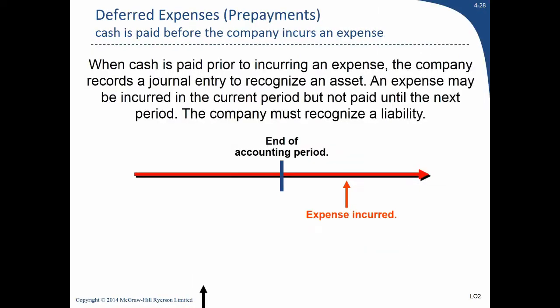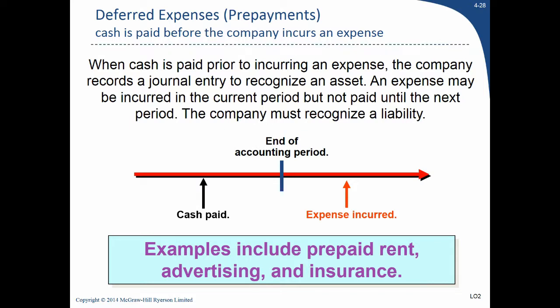So, deferred expenses or prepaid expenses. We pay the cash before the expense is incurred. Prepaid rent, advertising, and insurance are all good examples. I believe there was a question on the assignment that said we pay for insurance. I think we pay for 6 months of insurance today. That's prepaid, and every month you have to recognize 1/6 worth of the insurance premium.